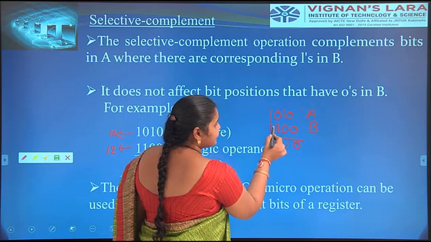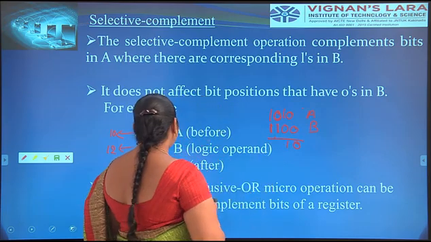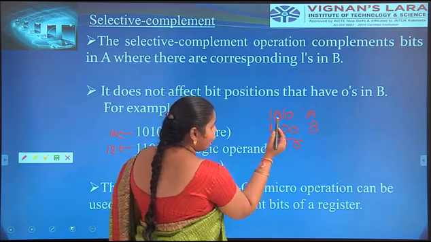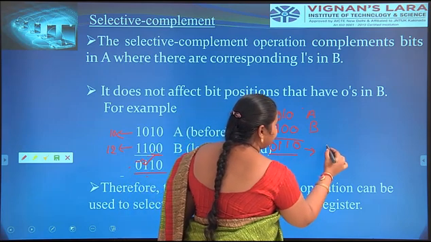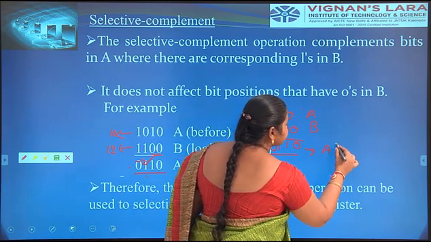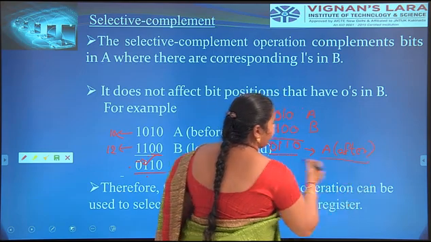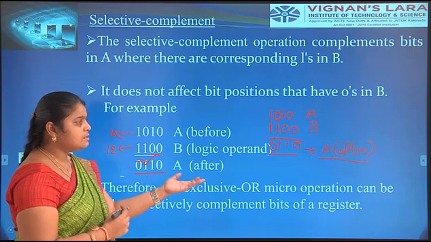And here B has a 1. That is known as complement. Complement means 0 complement is 1 and 1 complement is 0. This is the final result after calculating the selective complement. After that, the A value is 0, 1, 0, 0, 0, 1, 1, 0.